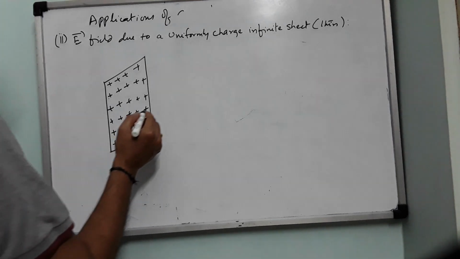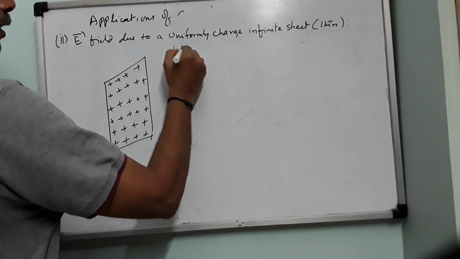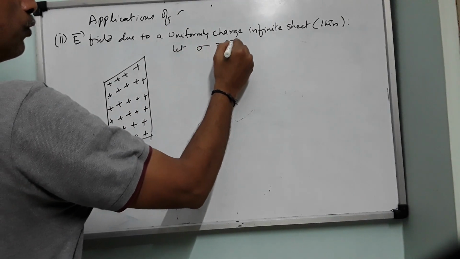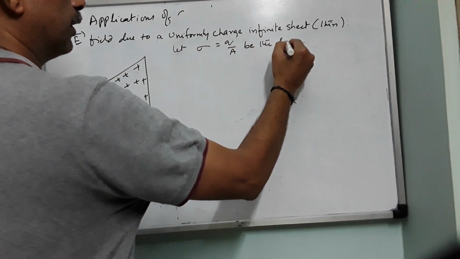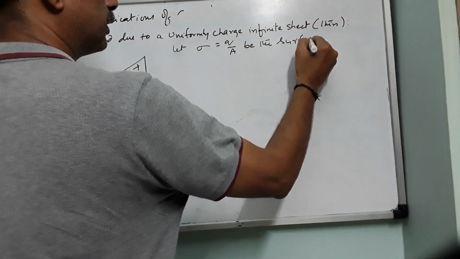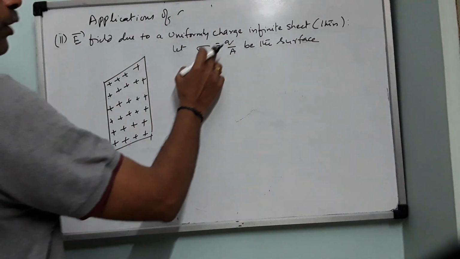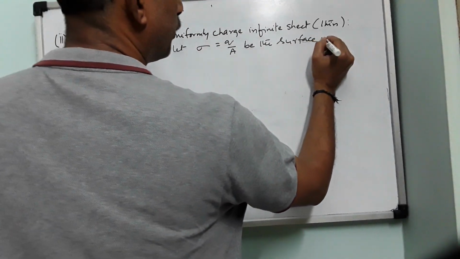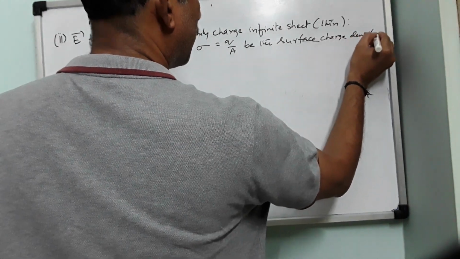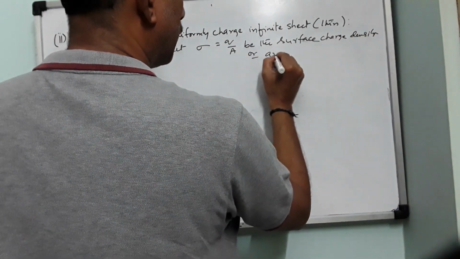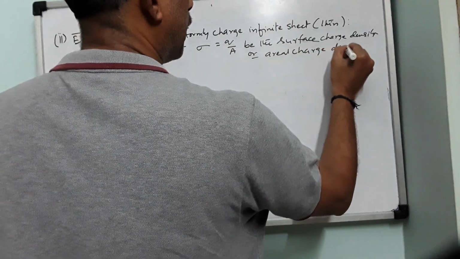Right. Now, I would like to calculate, let us say, sigma equals Q by A, the surface charge density. So now you can see that charges are residing on the surface. Therefore, we calculate the charge residing per unit area, Q by A, that we call the surface charge density, or it is also known as areal charge density.